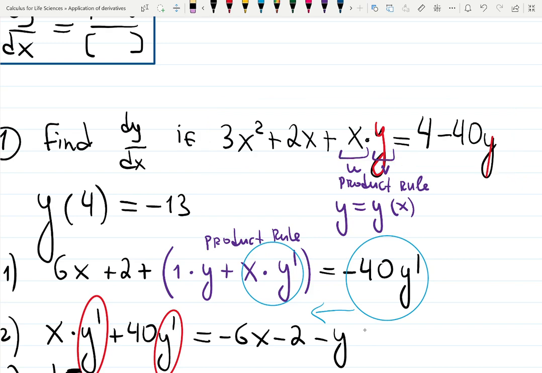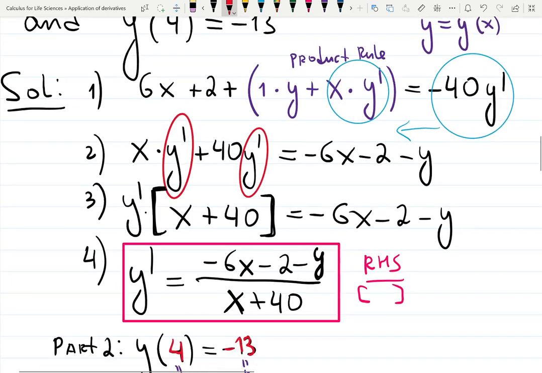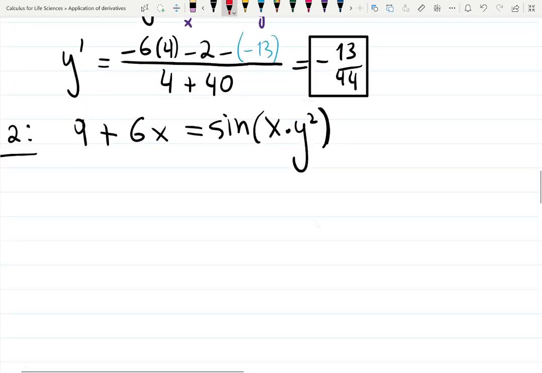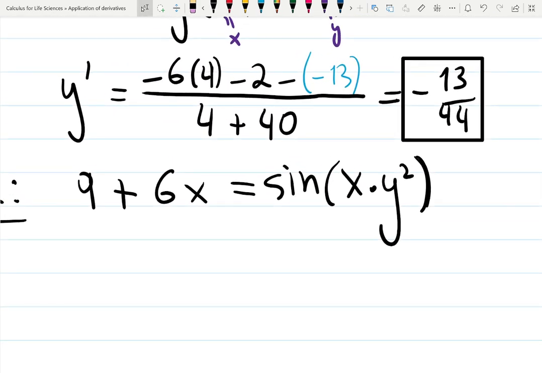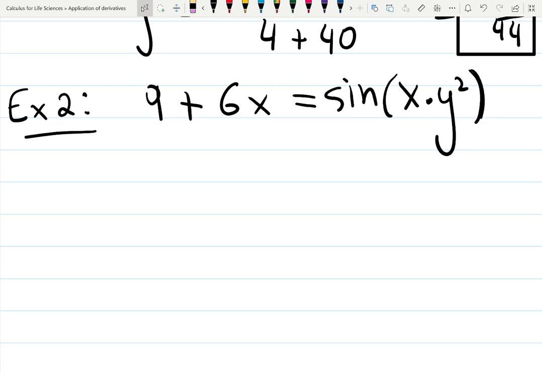Sometimes we ask you to plug the numbers just because it's easy to grade if we see the numbers. If you give me minus 13 over 44, probably your implicit differentiation is correct. If you gave me a different number, I have to go and see what the mistake is about. So the question is very simple. Find y prime. Look at how simple the question is.